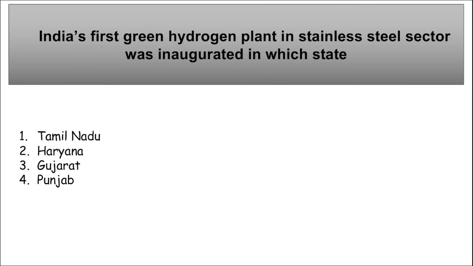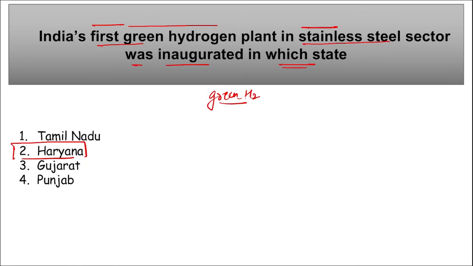Moving on. Next is: India's first green hydrogen plant in the stainless steel sector was inaugurated in which state? So remember, it was inaugurated in Haryana. Right, we are talking about green hydrogen. Why is this important? Because there is no release of carbon into the atmosphere while burning. Water vapor is the final product on burning green hydrogen.